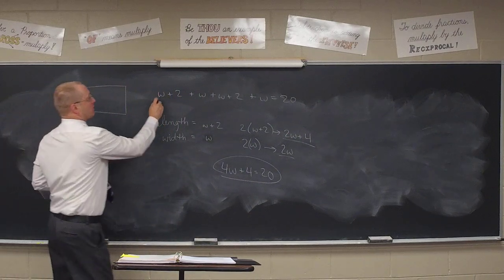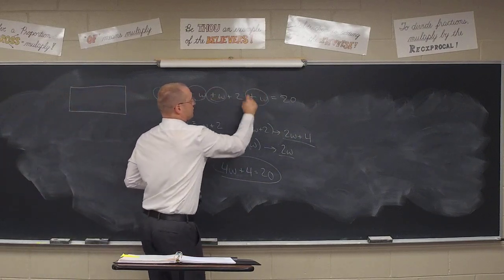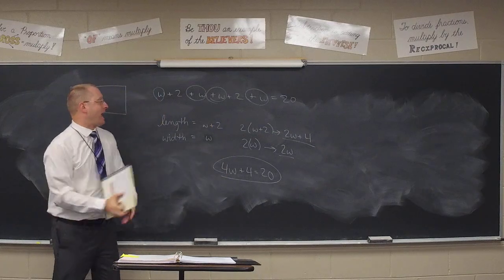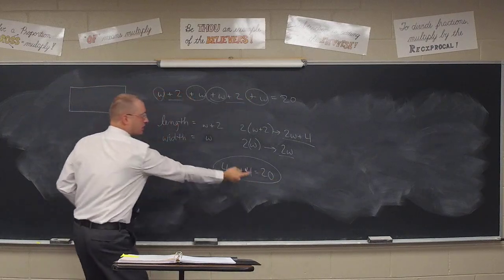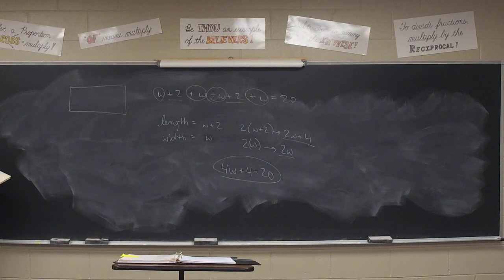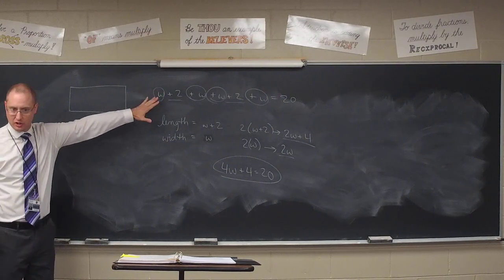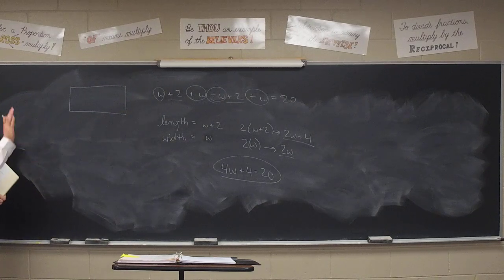But you end up adding a W plus a W plus a W plus a W, class, equals, and you end up adding a 2 plus a 2, which equals 20. So you get to the same point. It's just whatever you see better, right? Nothing wrong whatsoever with this. You do what's more intuitive for you. Questions on the setup before we get to the solving?